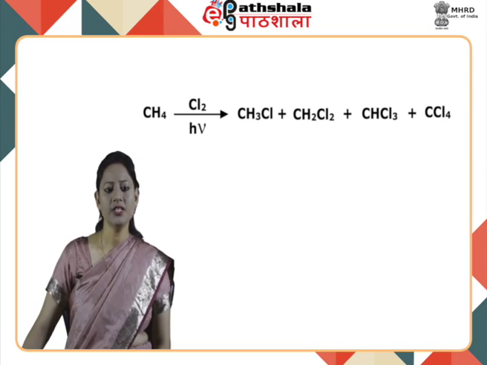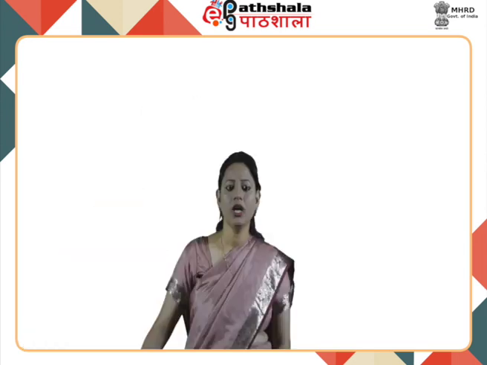Methane, when it reacts with chlorine in the presence of light, can form methyl chloride, dichloromethane, trichloromethane and tetrachloromethane. This is a free radical reaction. The mechanism involves formation of free radicals. This reaction involves three main steps. First is the initiation, the second step is propagation, and the third step is the chain termination step.